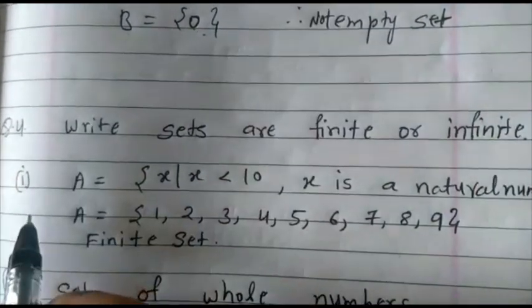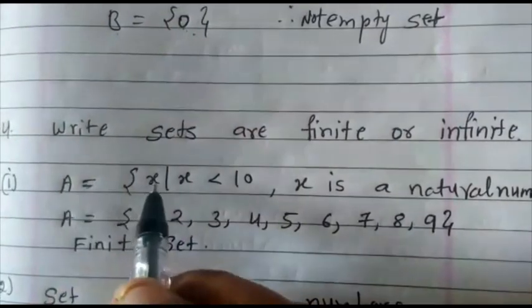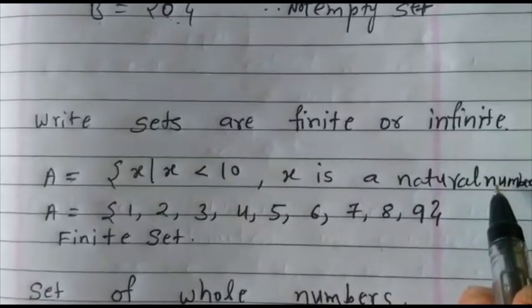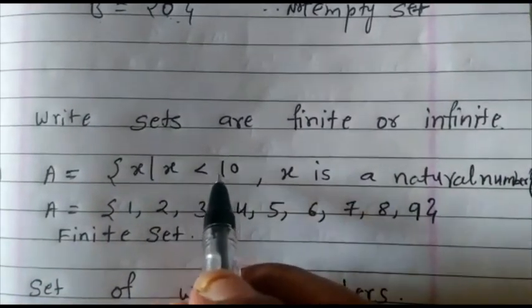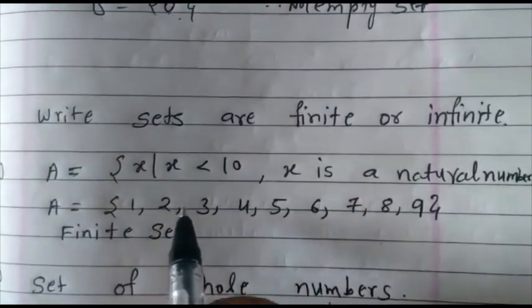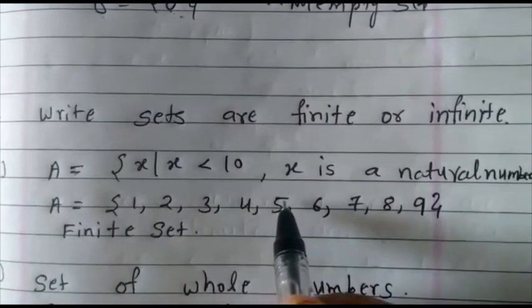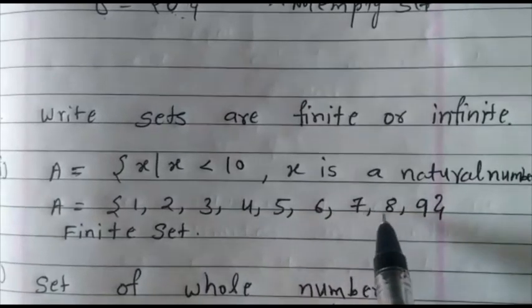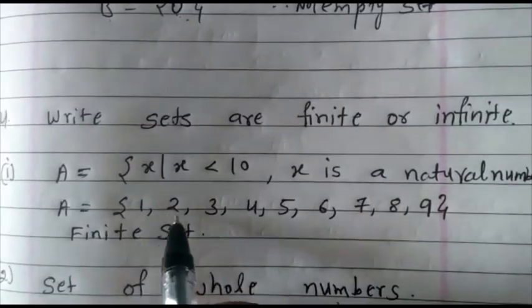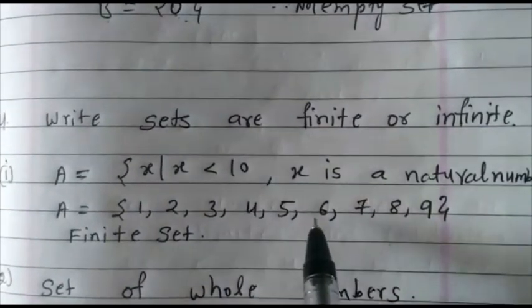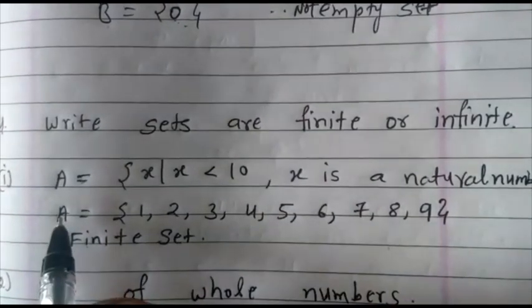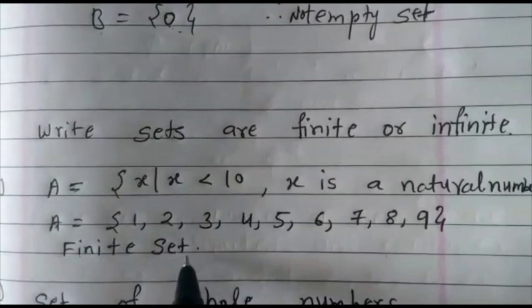Now come to the first question. A is equal to {x : x is less than 10, x is a natural number}. So from the given condition, less than 10, which are the natural numbers? A is equal to 1, 2, 3, 4, 5, 6, 7, 8, 9. So till 9 is given here, so we are able to count. Which type of set is this one? That is known as a finite set. So we have to say set A is a finite set.